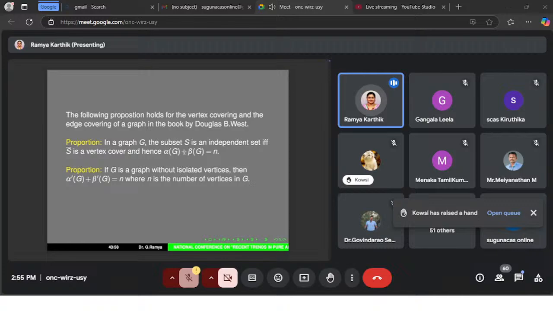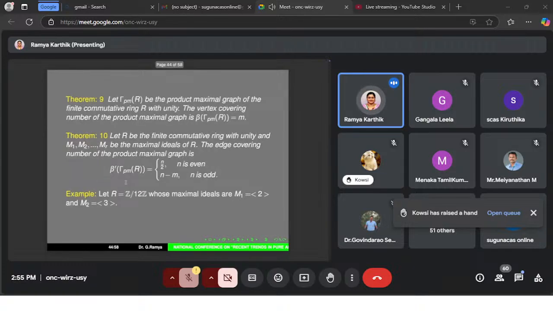So the sum of these two is equal to n, and the sum of the edge covering and the independent edges is equal to n. By using these two propositions, I proved the edge covering and vertex covering of the product maximal graph. So the vertex covering of the product maximal graph is m, and the edge covering of the product maximal graph is n by 2 if n is even, and n minus m if n is odd.